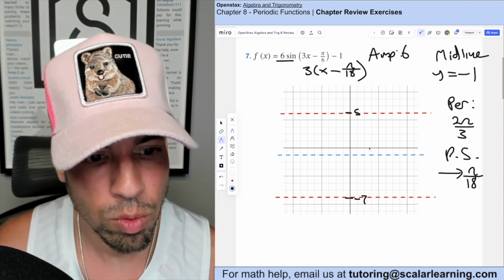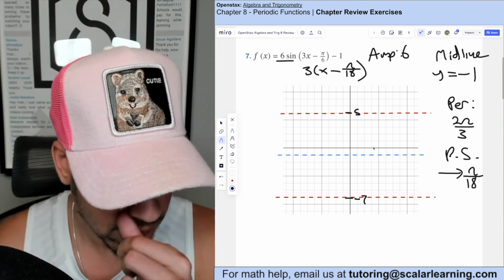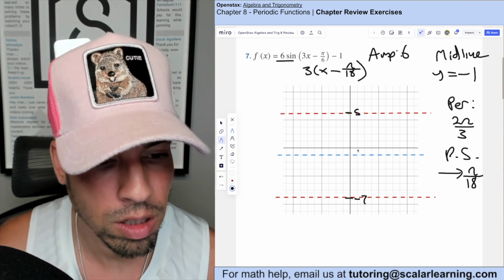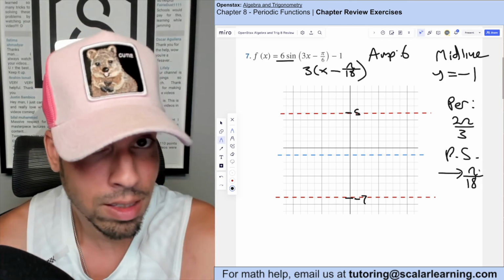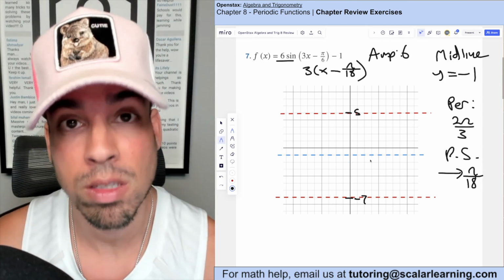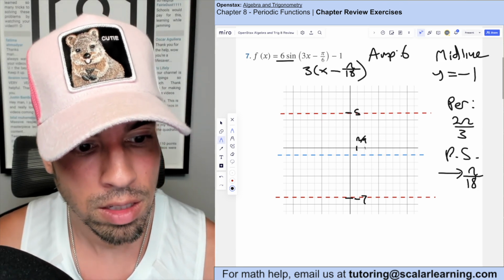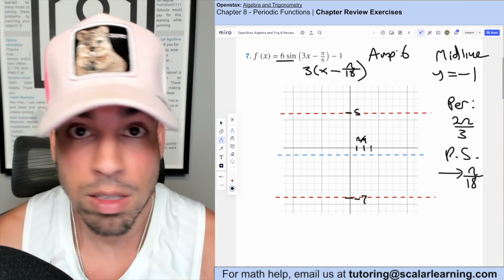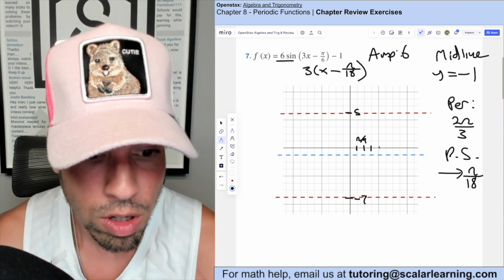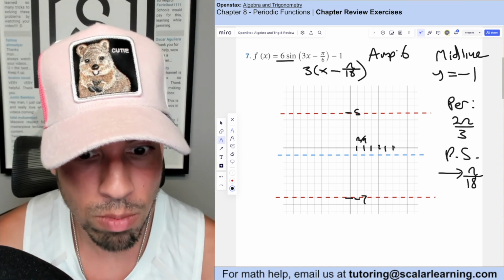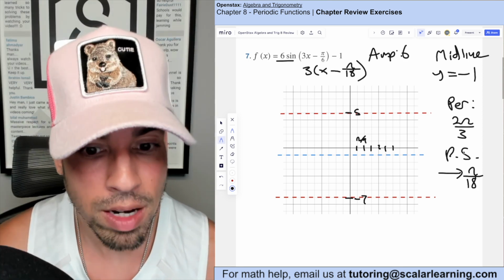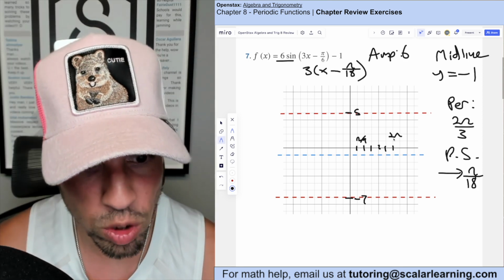So what I'm going to do with this in terms of how I'm going to label the x-axis is I'm actually going to do it by pi ninths. Okay, pi 18ths is half of pi ninths, so it's going to make it somewhat easier to graph. So if this is pi ninths, then this is 2 pi ninths, 3 pi ninths. That's 3 pi ninths is pi thirds. And then 1, 2, 3 more, that's 6 pi ninths, which is the same as 2 pi thirds, which is the period.